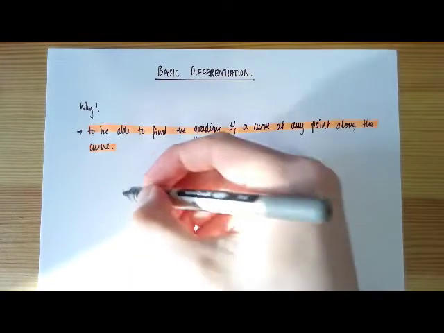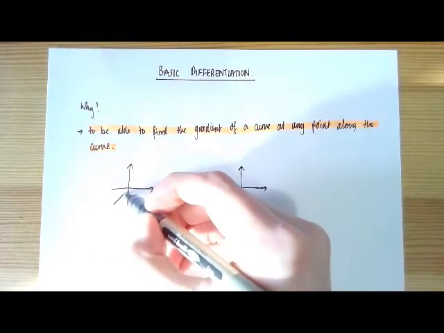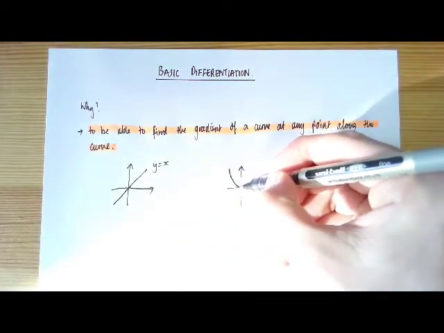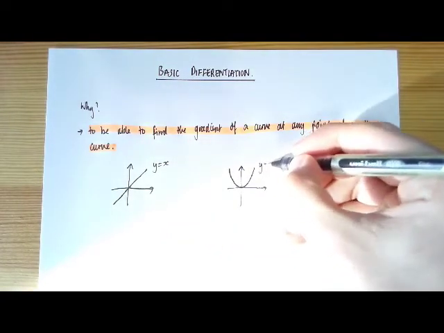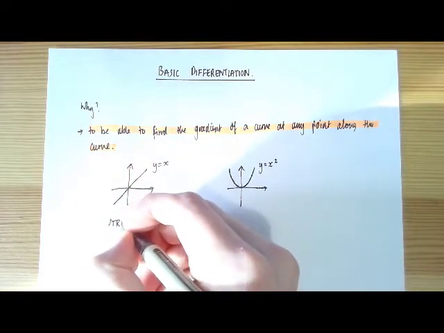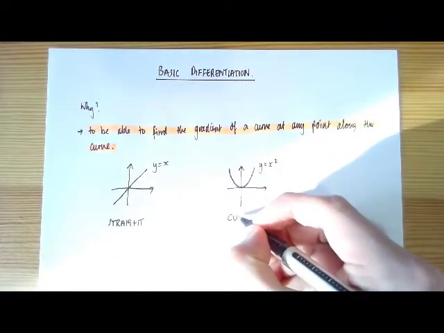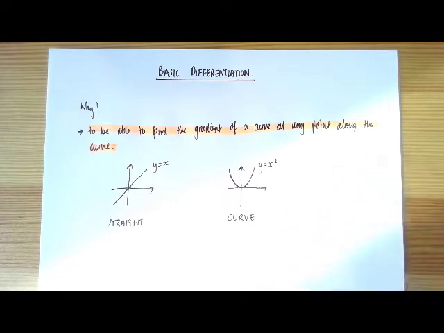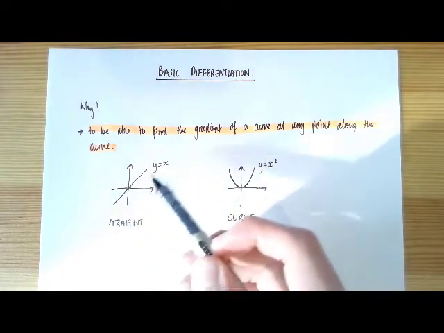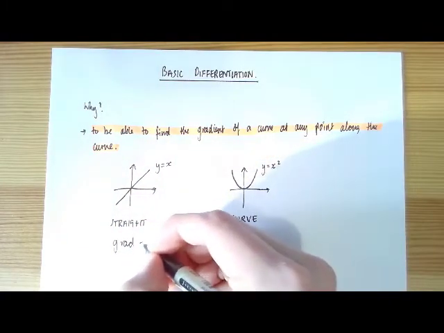So if I take, for example, two graphs, and if we had the graph of y equals x, and if we had the graph of y equals x squared, as we can see, this is a straight line, and this is a curve. Now on a straight line, the gradient at any point on this straight line is always going to be the same, and in this case, the gradient is 1.